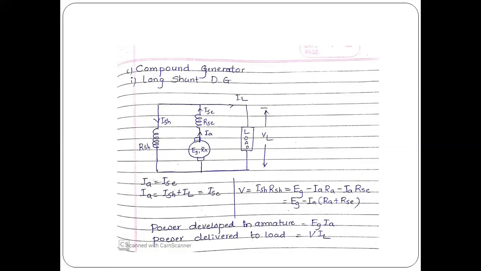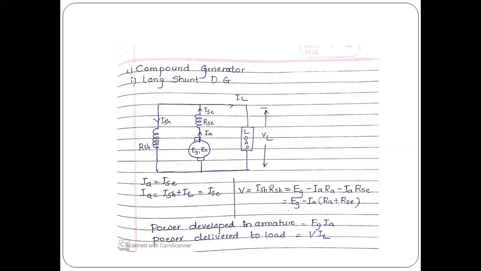Next, we have IL, the current flowing through the load. If you apply KCL at this point, we get Ia is equal to Ish plus IL. This is about the current flow, the current flowing here.